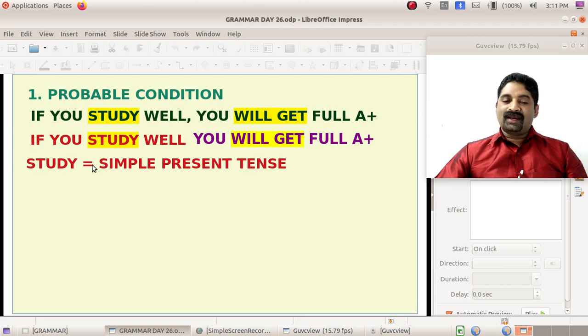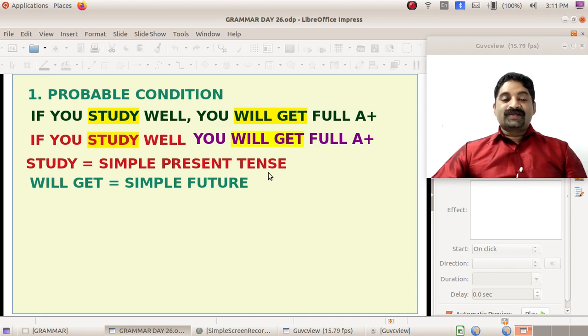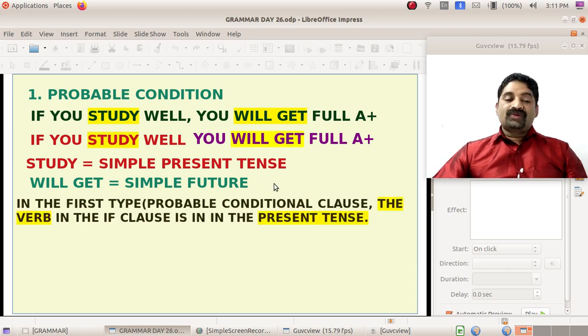See, study is simple present tense. Okay? Or we can say present tense. Will get is simple future, you know. You have learned already in grammar, or you have watched it in my grammar video classes. Okay? So, this is simple present and this is simple future. So, what you have to keep in mind, in the first type of conditional clause or the probable conditional clause, the verb in the if clause is in the present tense.